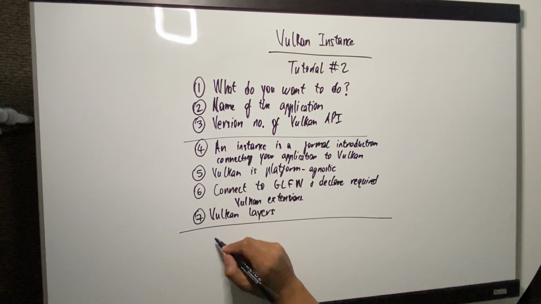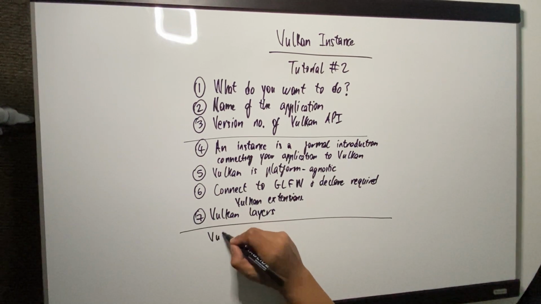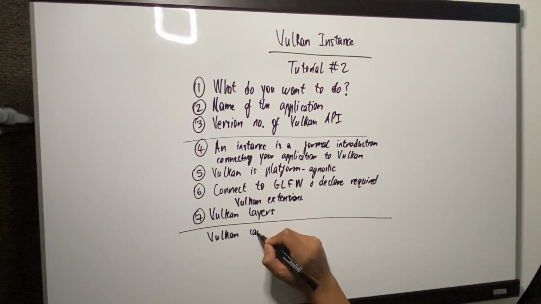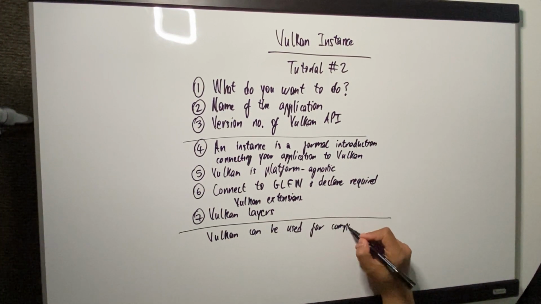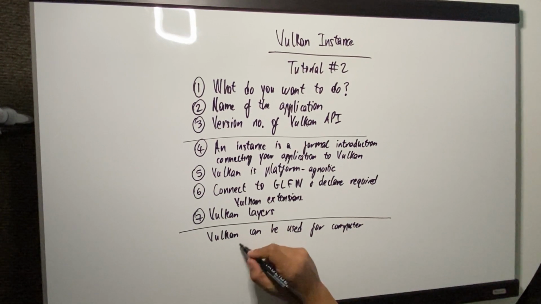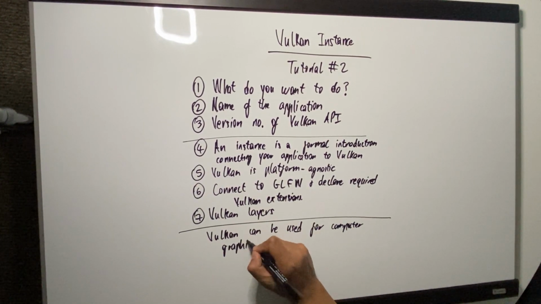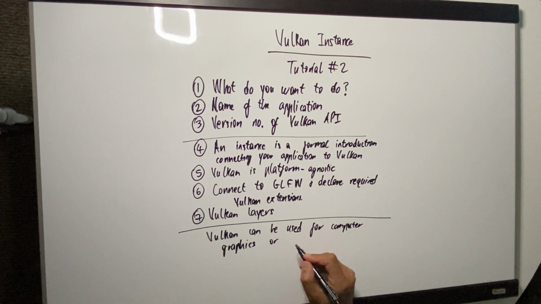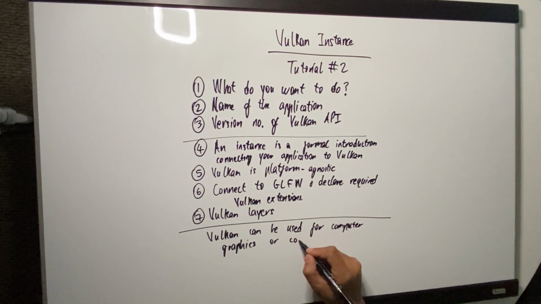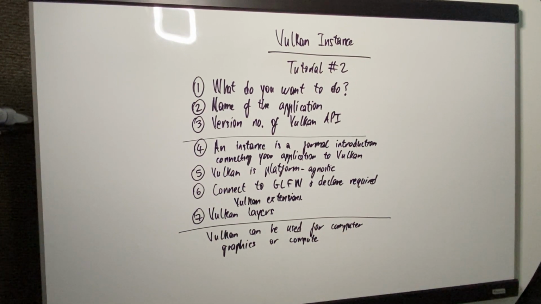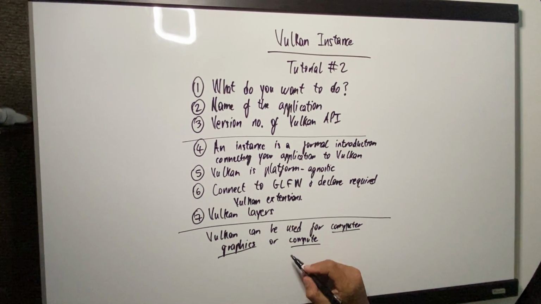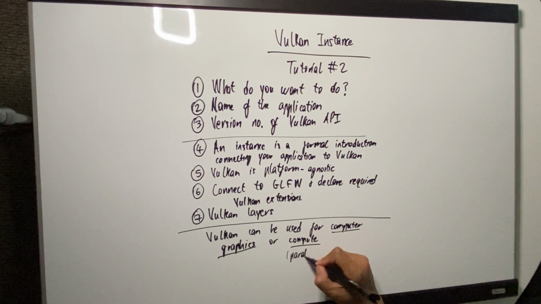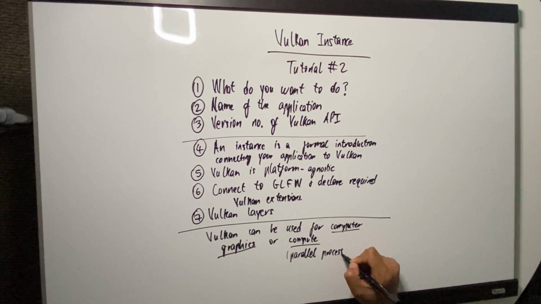As another final note, Vulkan can be used for computer graphics or compute. So remember, as I said earlier, you could use Vulkan to put pixels on a screen, which is computer graphics, or you can use it for straight compute, which is for taking advantage of parallel processing. All right.